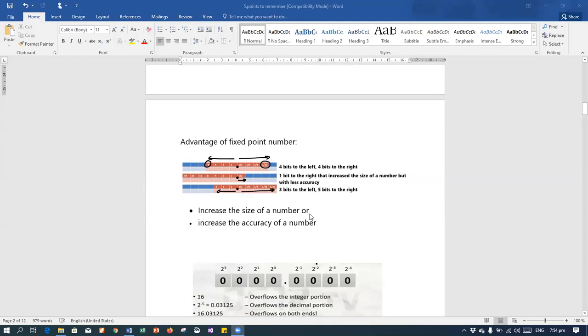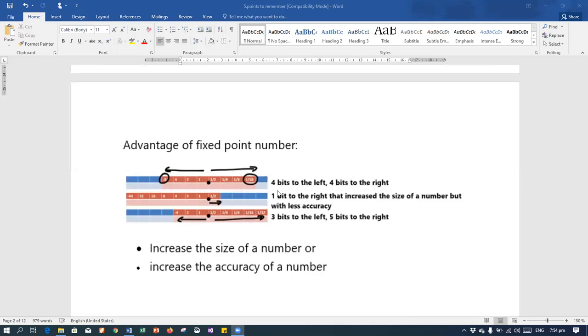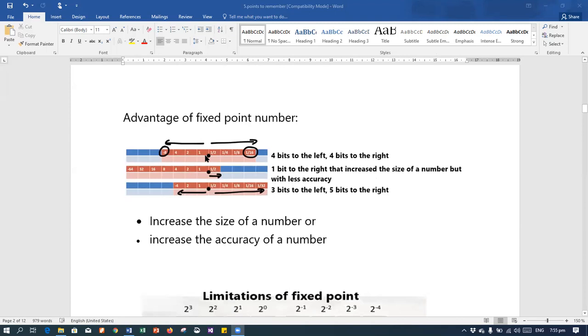So first of all, let's see what the advantages of fixed point numbers are, and at the same time why we are moving away from fixed point decimal numbers to the next notation, that is floating point notation. First of all, this is the fixed point notation. In this case, we have 4 bits towards the left and 4 bits towards the right, with the first bit negative, which means it can store negative numbers.